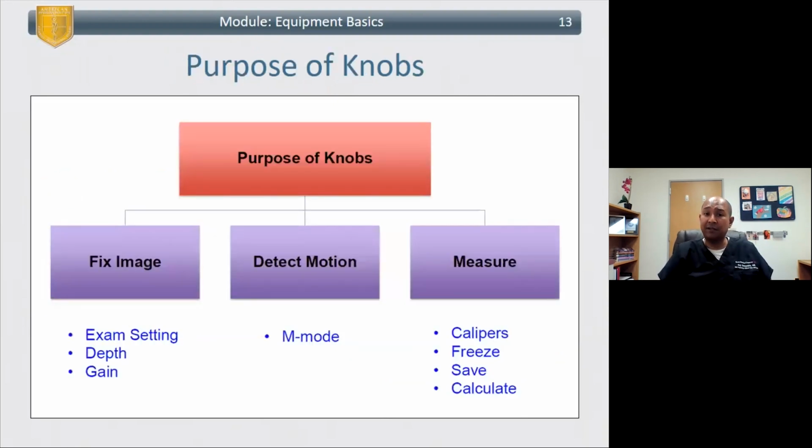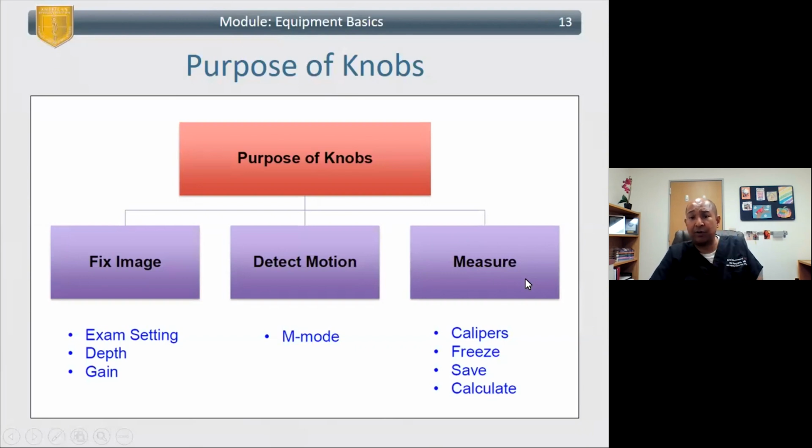So let's focus on these knobs. What are the purposes of them? I broke it down to the three main things that we want to do. The first thing is going to be to fix the image. So we're going to talk about the exam settings, the depth, and the gain. We want to detect motion. We'll talk about something called the M mode. And sometimes you want to do some measurements.